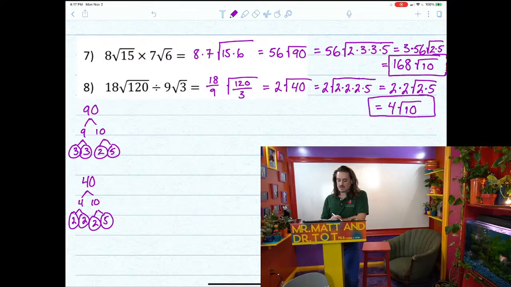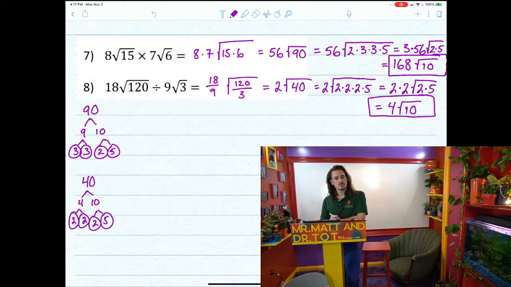For 8, we have 18 root 120 divided by 9 root 3. 18 divided by 9 is going to give us 2. The square root of 120 divided by 3 is equal to the square root of 40. 40 will factorize into 4 times 10. 4 breaks down into 2 times 2, and 10 breaks down into 2 times 5.